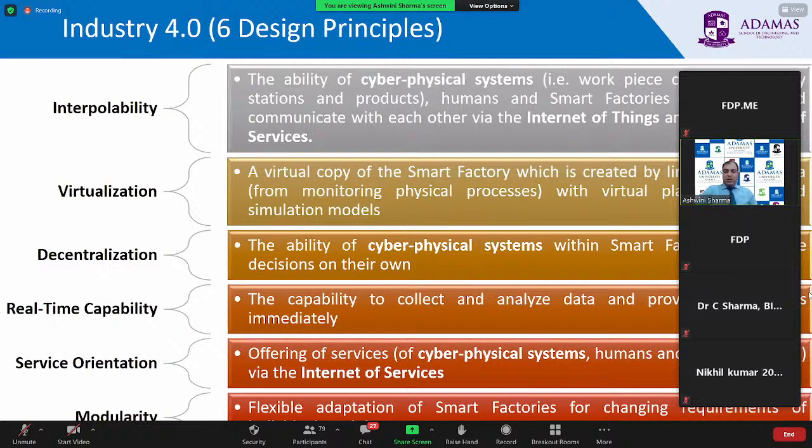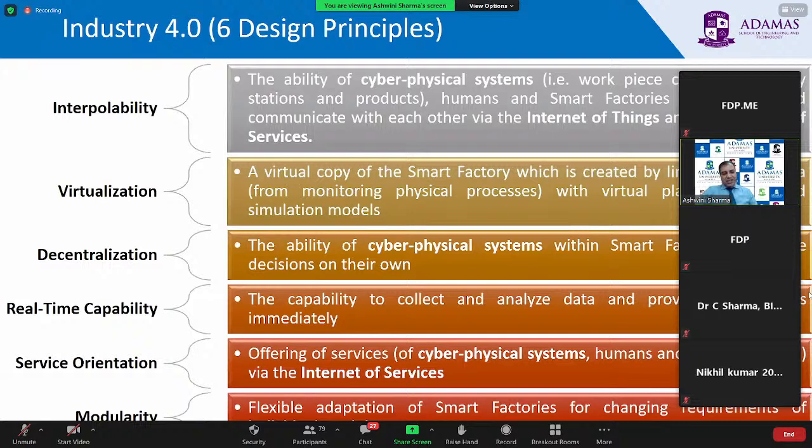Service orientation, offering services via Internet of Things. As I told you, the example of John Deere was taken. This is how the companies are doing. They are not only manufacturing the products, they are also giving services after sales.